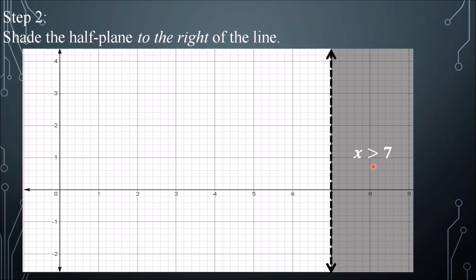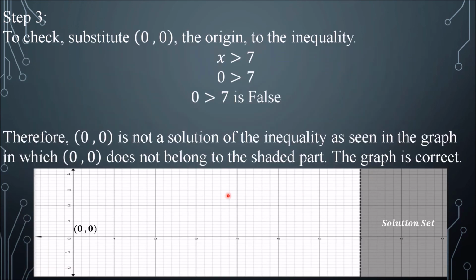So if the line is vertical, greater than means you need to shade to the right of the line. And then if it is less than, you need to shade to the left. Now to check again, we'll try 0, 0, the origin, in the inequality. 0 is greater than 7, which is false. And as you can see in the graph, 0 is not part of the solution set. So the graph is correct.